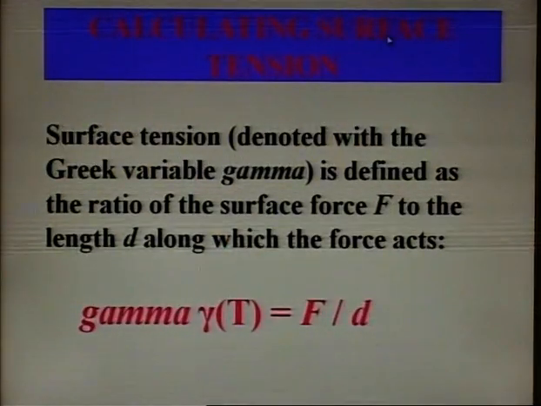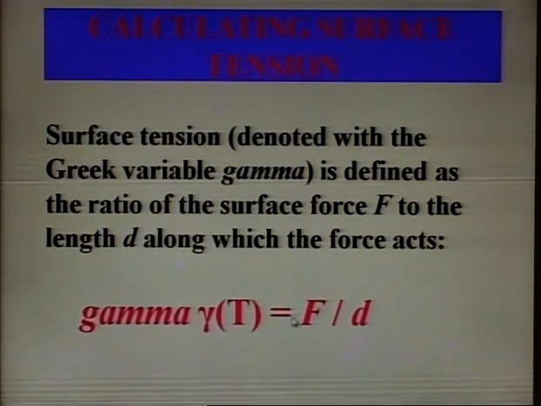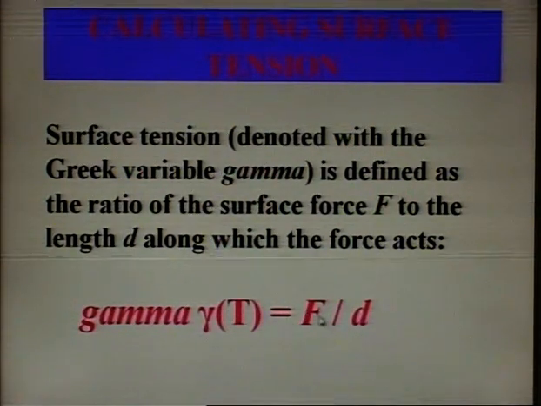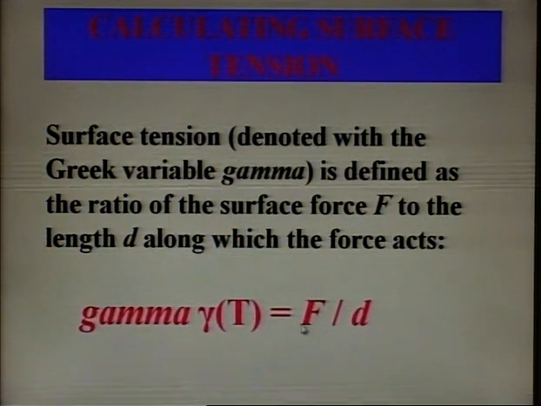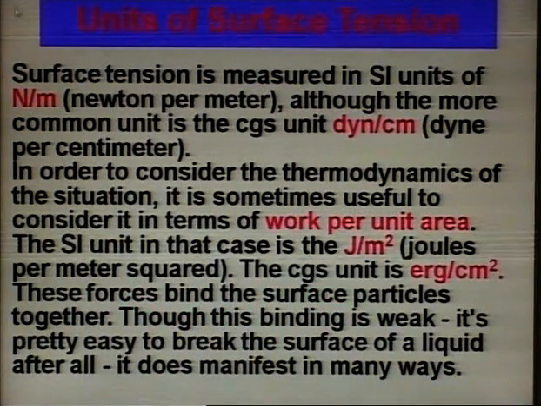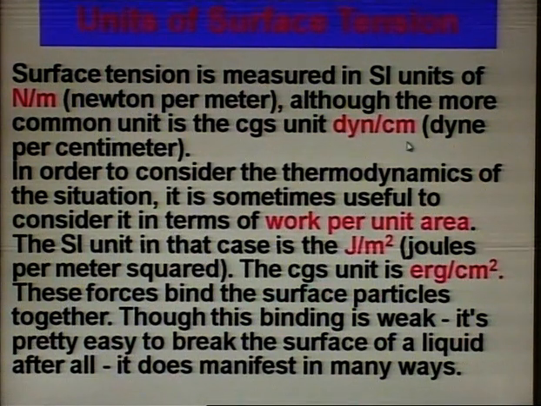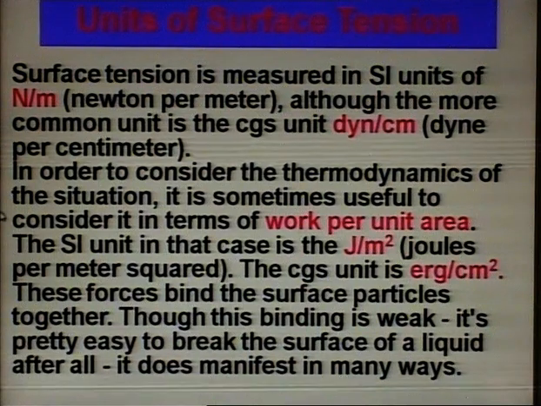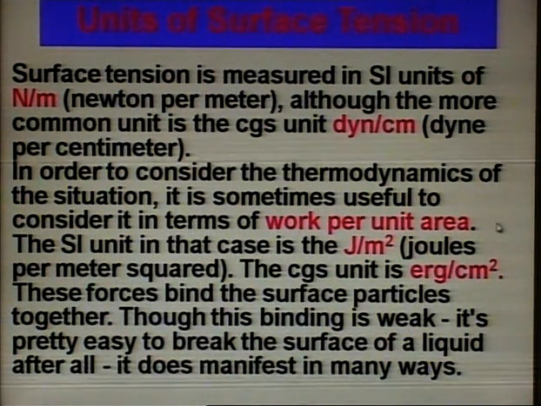So how to calculate surface tension? Surface tension is denoted by gamma and is given as force per unit length. So T or gamma is the symbol for surface tension and it is given as force per unit length. Its units are Newton upon meter or, in the CGS system, Dyne upon centimeter. In order to consider the thermodynamics of the situation, it is sometimes useful to consider it in terms of work per unit area.